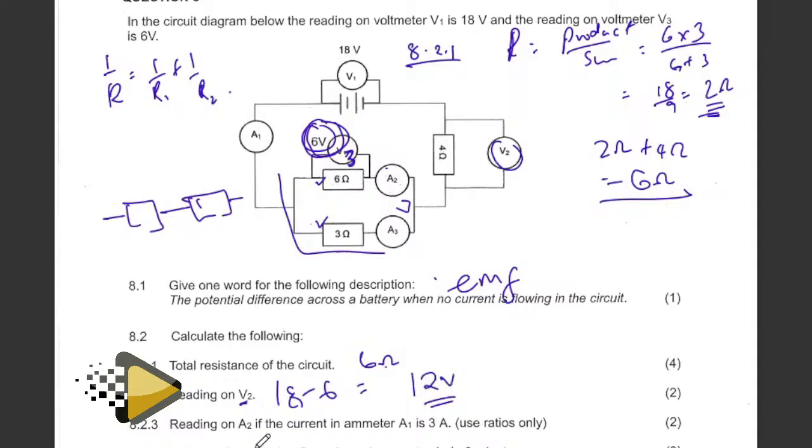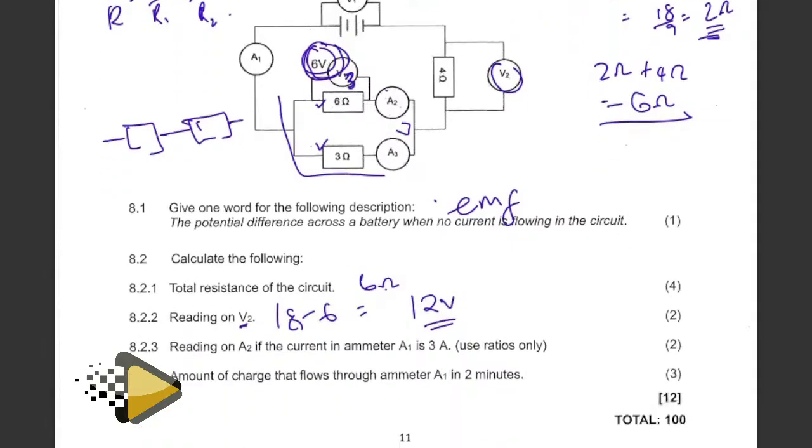Then they want the reading on A2. A2 will be asking us to get the current. If A1 is 3, which means we have 3 amps entering this parallel combination. But I don't know, do we need that? They want us to use just ratios.